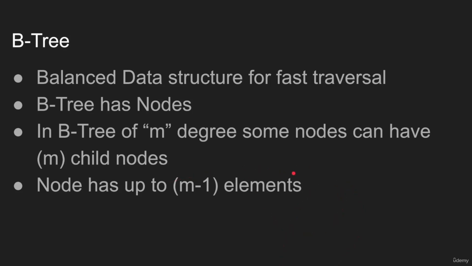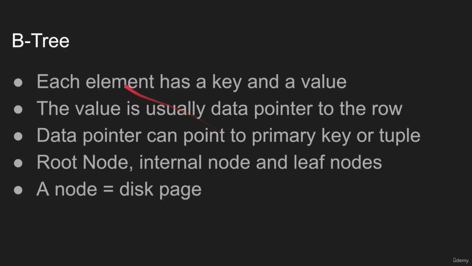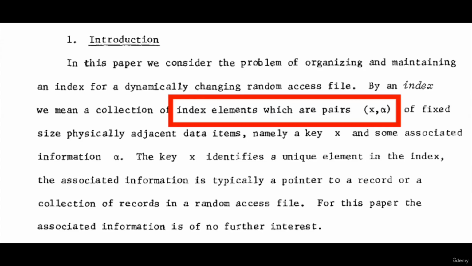So you might say, what is an element? This is a good question. So each element has a key and a value. Very critical thing. So we have nodes. Nodes have child nodes, and each node inside it has elements. And these elements consist of a key and a value, a key value. The value here is usually the pointer to the row. It's called a data pointer. They call it the value sometimes. In the paper, it's referred to as alpha I, right?